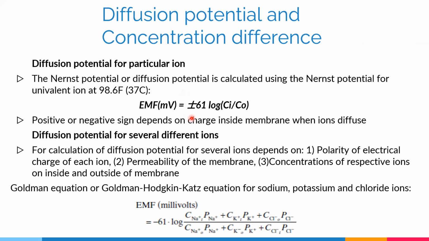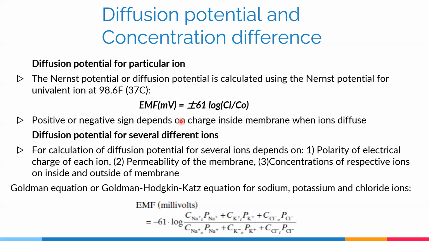The positive or the negative sign depends on the charge inside the membrane when the ions diffuse. That is, as I was saying, the particular polarity of the EMF will depend on the charge on the inside of the cell membrane after the particular ion has diffused. And that is how the positive or negative is decided.